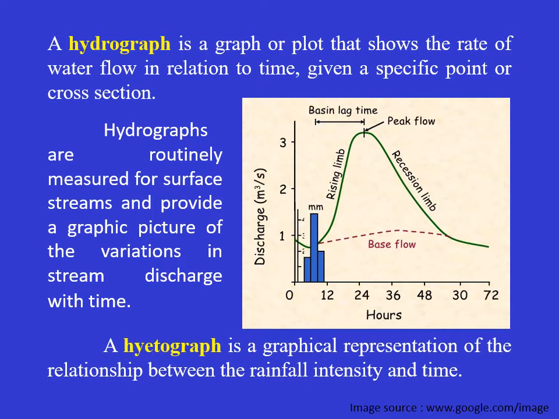Now here you can see that there is a point when the hydrograph starts rising. This limb is called the rising limb, and after that at a certain point it reaches a peak, that is known as peak flow. After that again the flow or discharge becomes low, that is known as the recession limb, and comes to the normal or base flow, that is the mean flow which is found throughout the year.